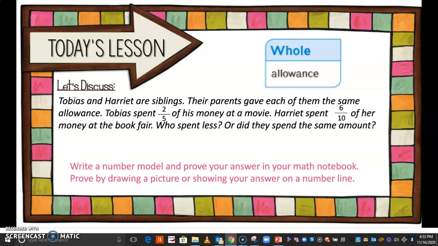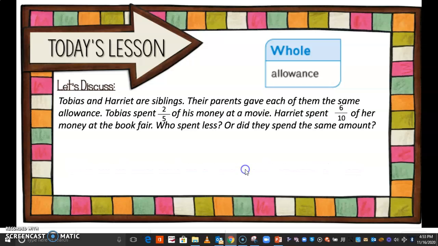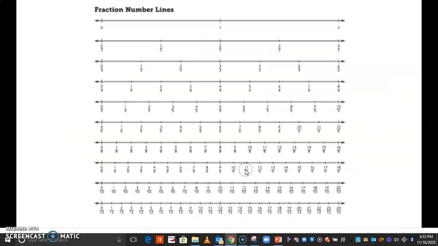Again, we're going to prove this by using either circle fractions or number lines. So we need to know our fractions, 2/5 and 6/10. Here we go, 2/5, 6/10. I prefer the number line, guys. I just think it's way faster and way easier. So if you have it, definitely use it. We have 2/5 versus 6/10.